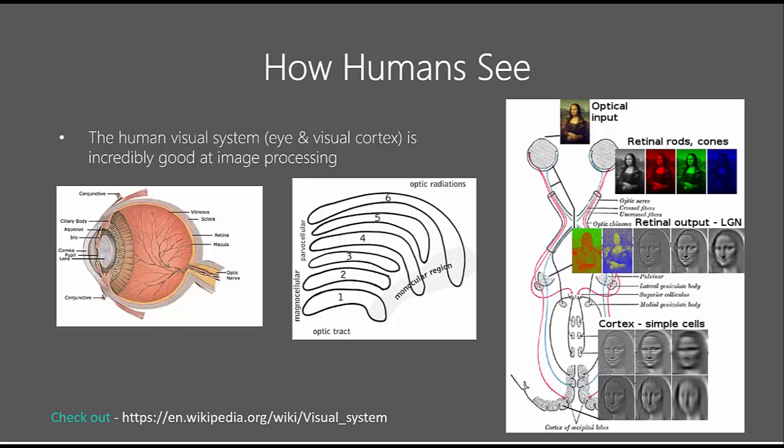Our brains do this by using 6 layers of visual processing that you can see here. I won't go into the details of this, but it's incredibly complicated. And if you're curious, you can visit the Wikipedia page on our visual system right here.